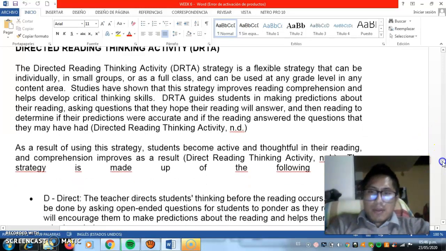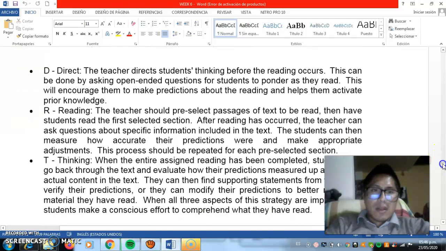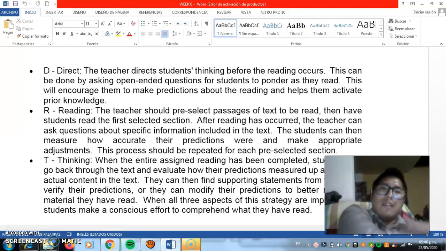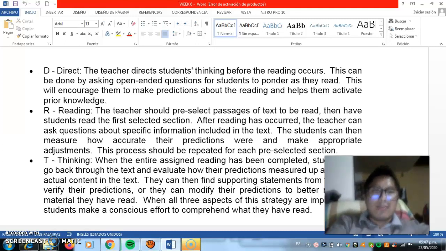So we have the following steps to follow. Here it says direct: the teacher directs students' thinking before the reading occurs. Okay, that's very nice. Students can give opinions about it. This can be done by asking open-ended questions for students to ponder as they read. Yes, it's very nice to use open-ended questions. In this case, the student is very important. Alright, that's important.